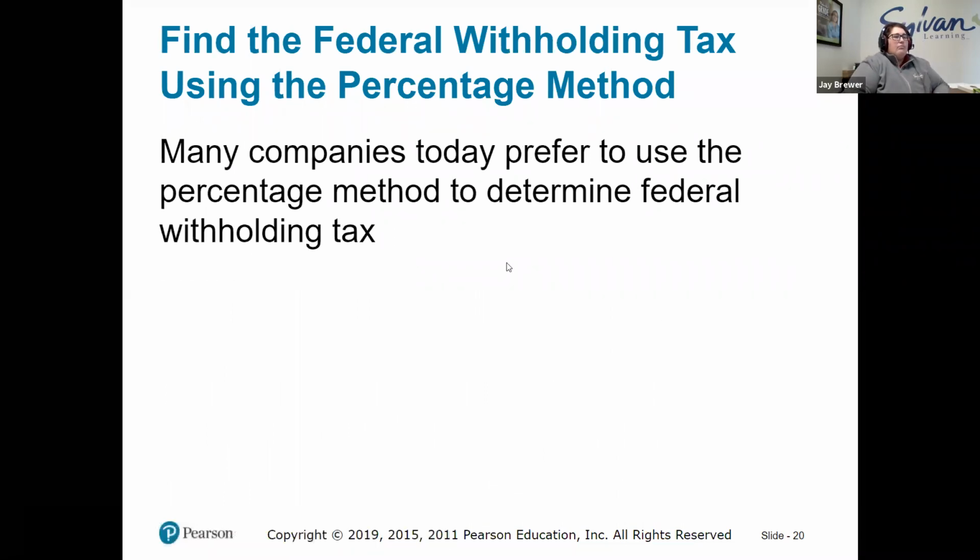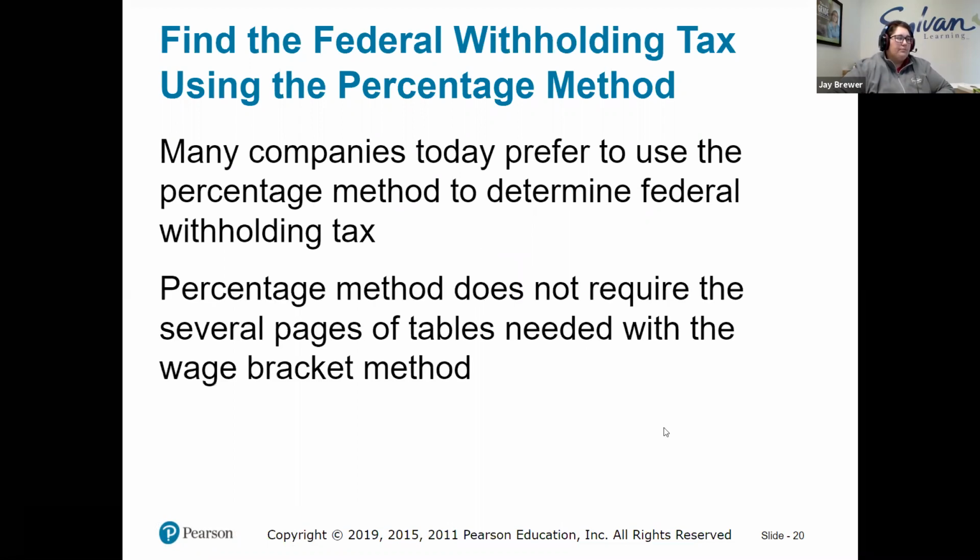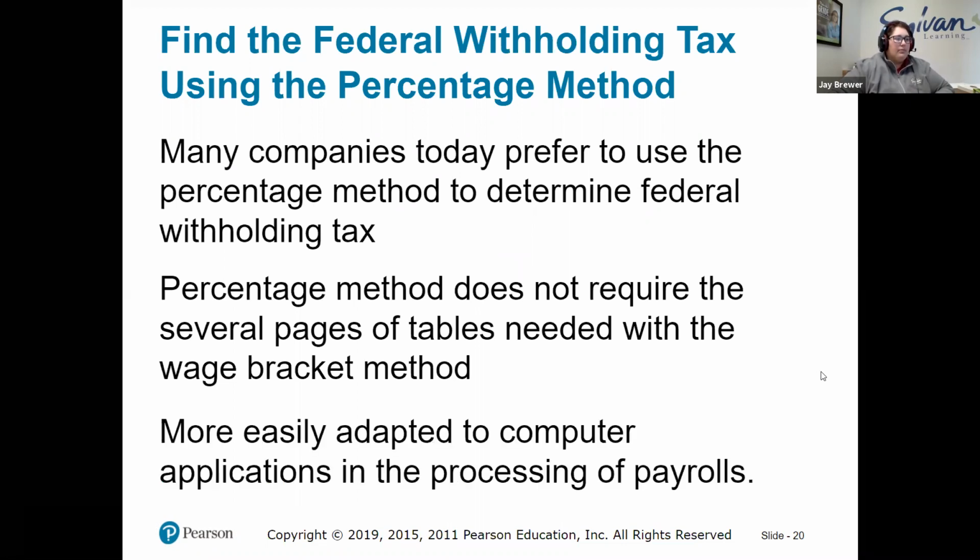Many companies today prefer to use the percentage method to determine the federal withholding tax. Percentage method does not require the several pages of tables needed with the wage bracket method. It's more easily adapted to computer applications in the processing of payrolls. You still have to know how to do the table. You don't get the choice between the two. You have to do the table and you have to do this option as well.